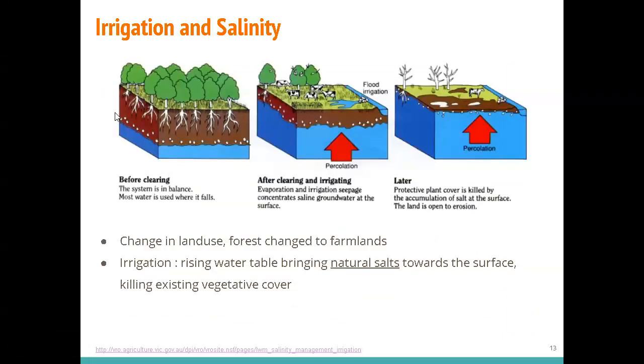Okay, so this is showing you why salinity or salt is not good sometimes, okay? So before clearing, this is a normal healthy situation where you have some forest and some groundwater here underground, and it's healthy. And here you are trying to chop down the trees and grow your cows here, right? It's a farm for the cows, okay?